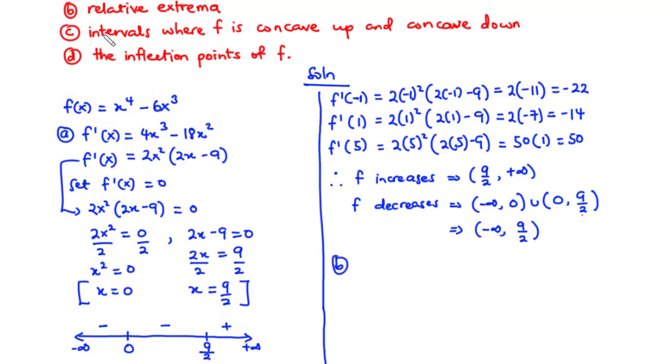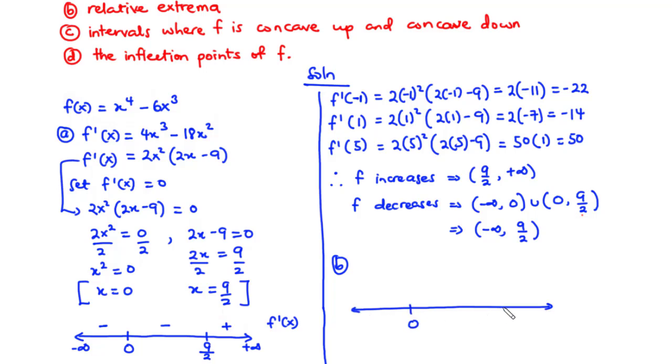So for B, we want to find the relative extrema. So basically we want to determine if this function has either a relative maximum or a relative minimum point. Now let's consider this same diagram. So this is the diagram of f prime of x. Let's again consider this diagram.